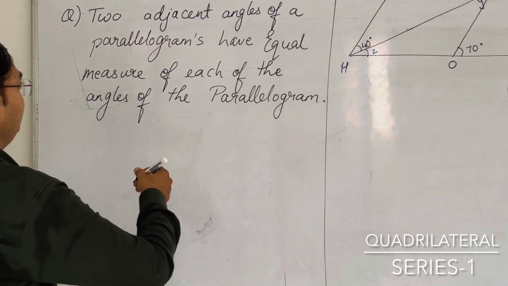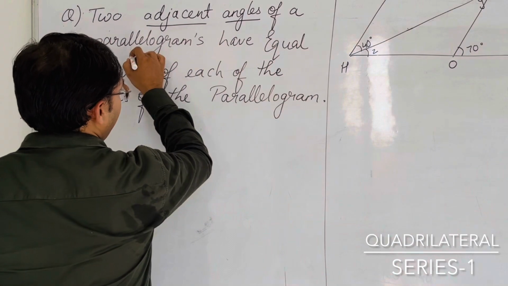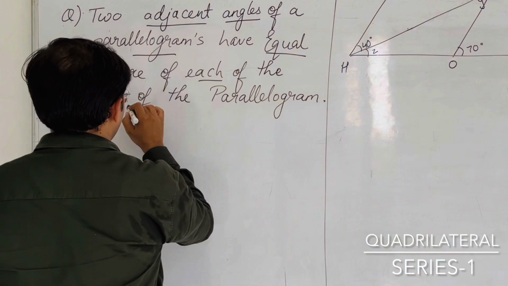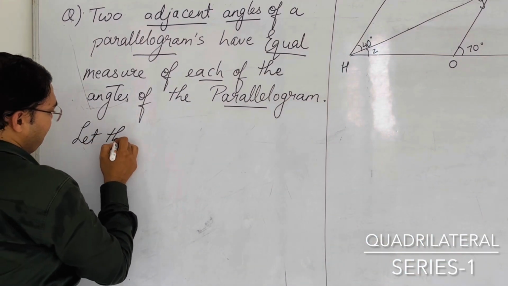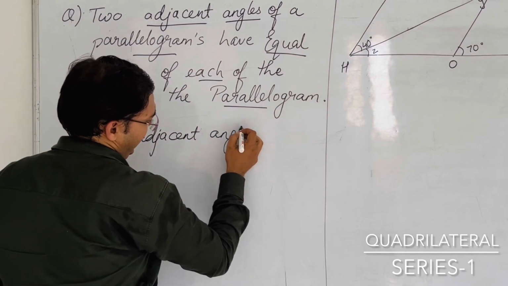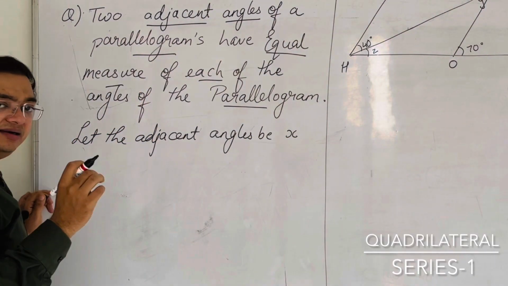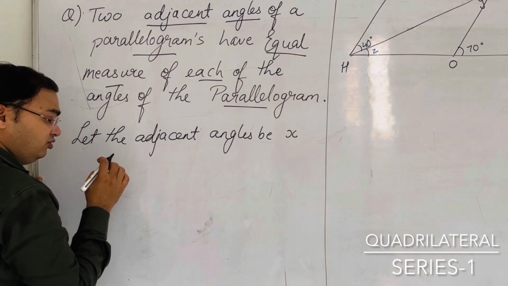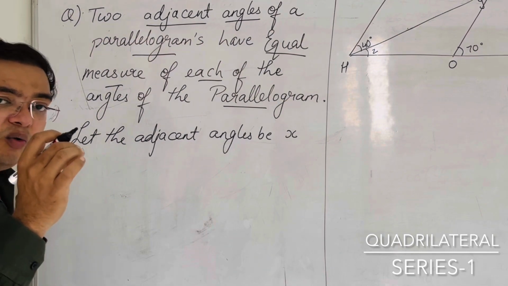See here what they have told: the two adjacent angles of a parallelogram have an equal measure. We have to find the value of each of the angles of the parallelogram. That means, let the adjacent angles be x. I have taken the adjacent angles as x, and we know the property of a parallelogram that adjacent angles make 180 degrees.